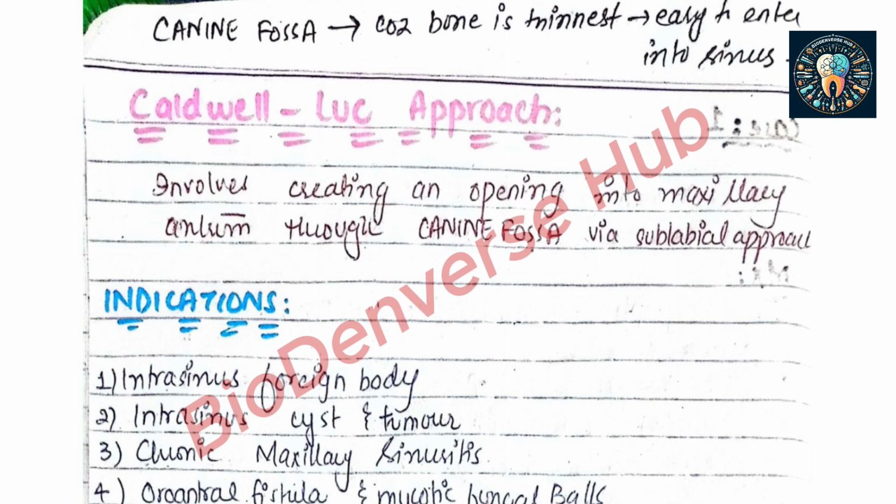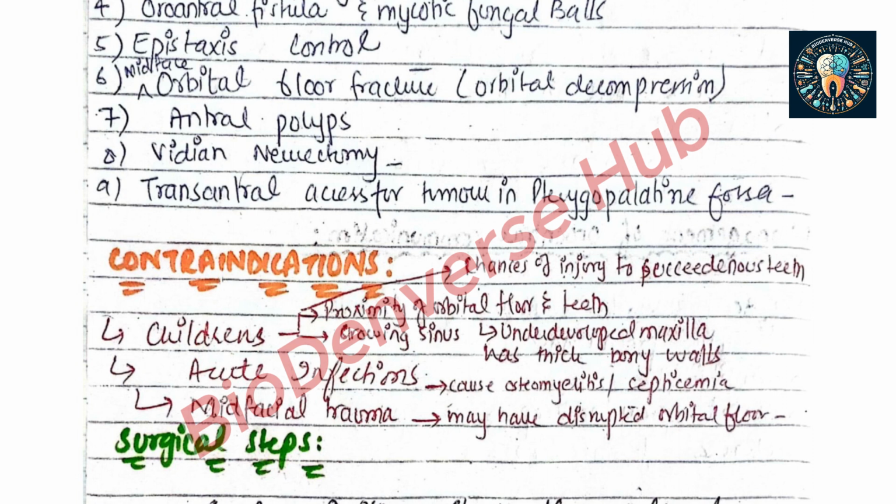So the indications for the Caldwell-Luc approach involve an intrasinus foreign body, if present, which we can remove with this approach, or any intrasinus cyst and tumor, chronic maxillary sinusitis, oral antral fistula and mycotic fungal balls, or epistaxis control. We can also use this approach for midface or orbital floor fractures, antral polyps, Vidian neurectomy, or transantral access for tumor in the pterygopalatine fossa. So these were some common indications in which we could use the Caldwell-Luc approach.